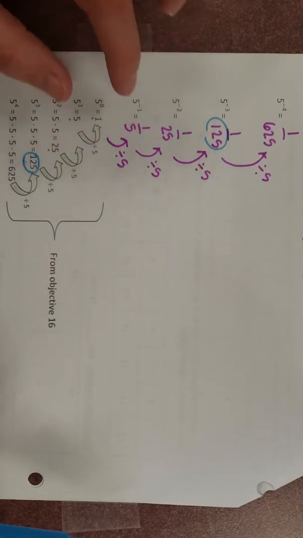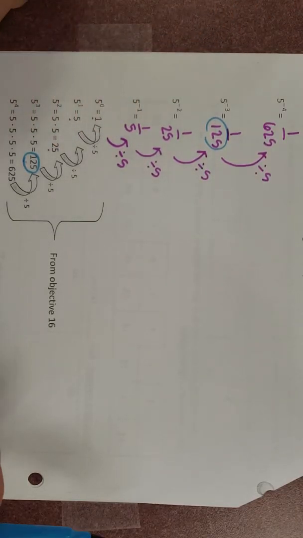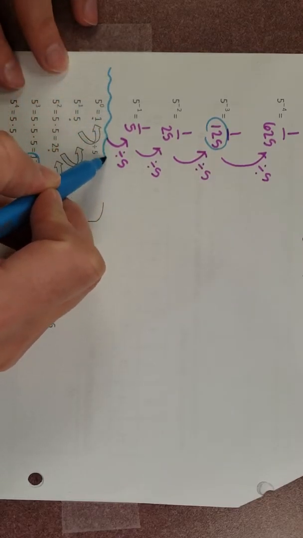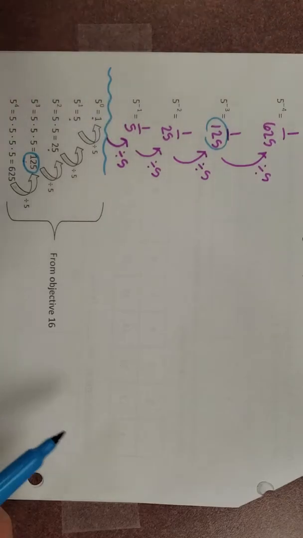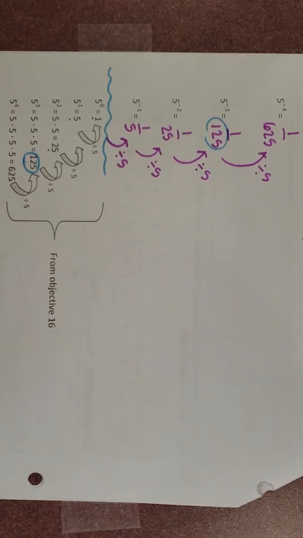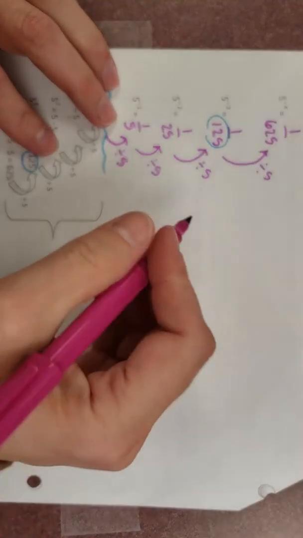The squares are both 25. The to the first power is both 5. Also, you'll notice that all of the negative exponents are fractions with a numerator of 1. These are not coincidence. Let's study some other things about this.